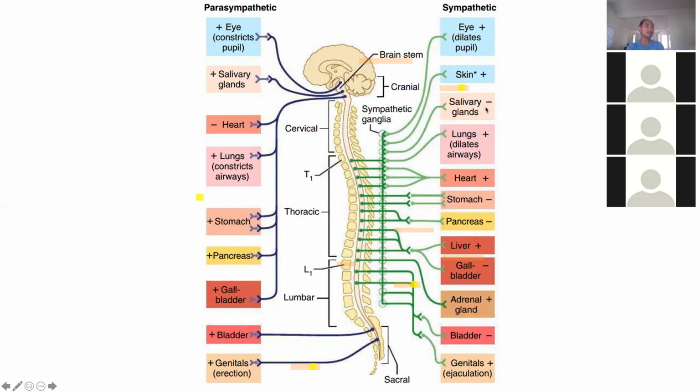Sympathetic salivary gland, negative effect. Parasympathetic salivary gland, positive effect. So sympathetic is more related to fight and flight. You are going to fight, you have lots of adrenaline, or you are going to run, you have a lot of adrenaline. So you don't think about eating, you don't think about taking a rest. So parasympathetic is more like rest and digest.